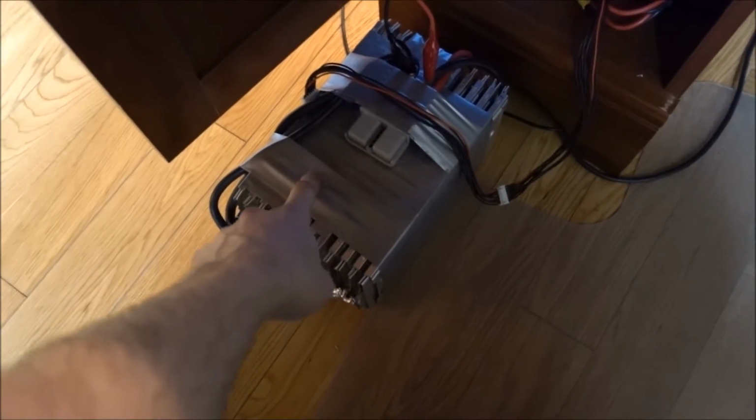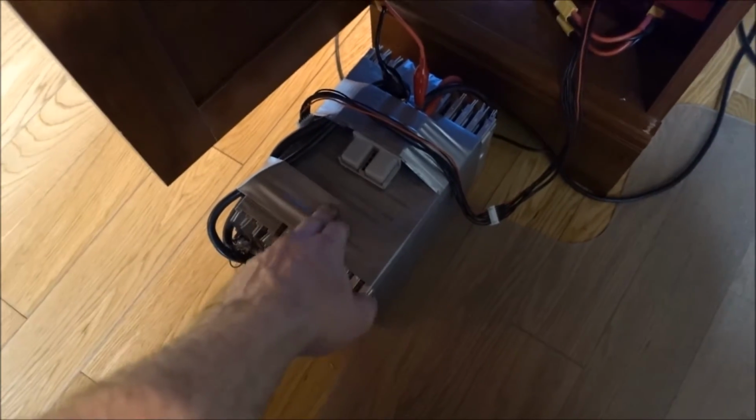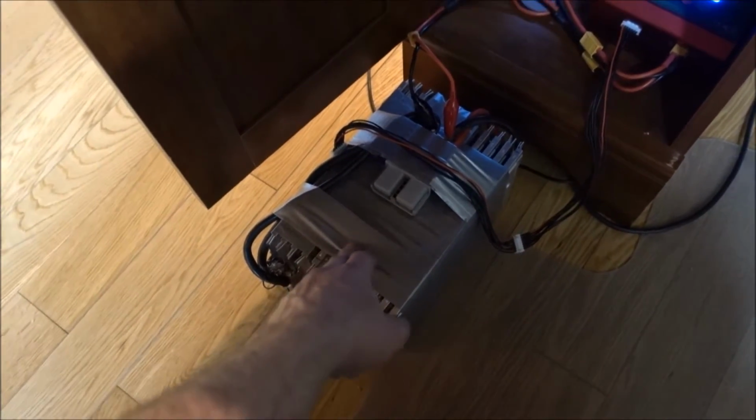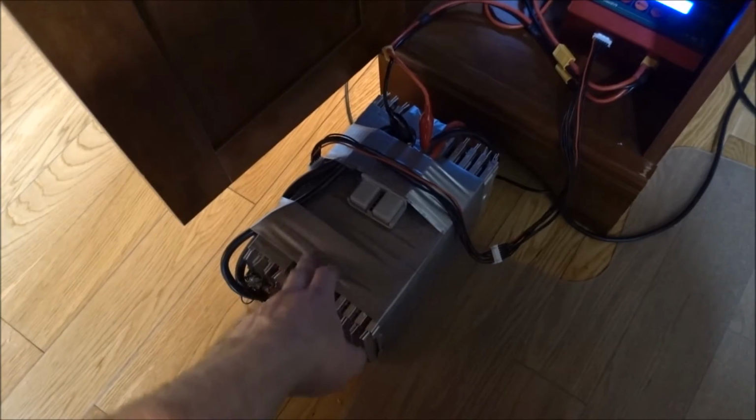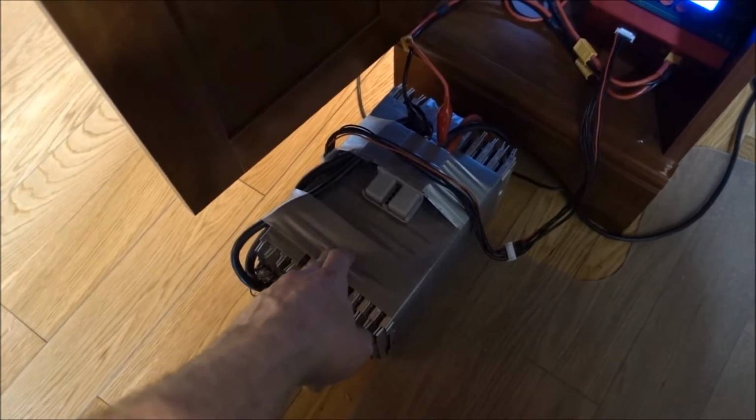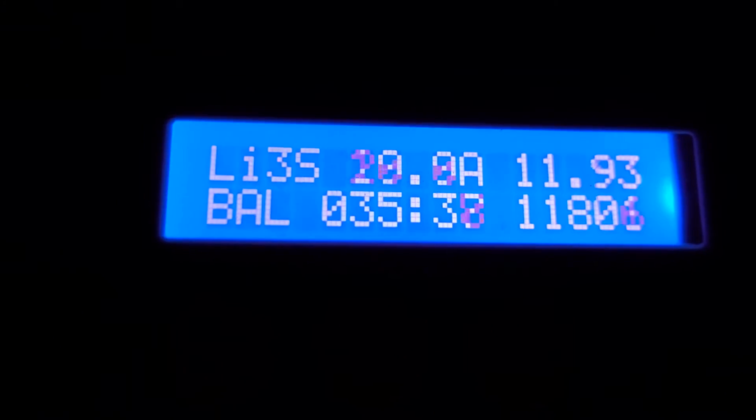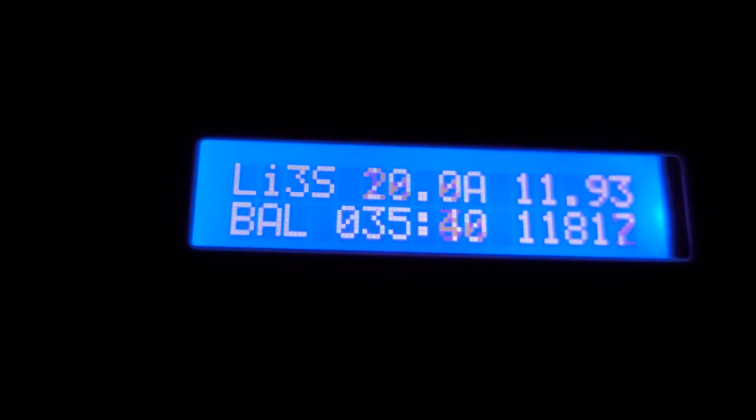Okay, so I depleted this battery. It actually didn't shut off. I disconnected it at about 10.7, 10.8 volts. And now we are charging. We've been charging for a bit now. We've been charging for 35 minutes and got 20 amps going into the batteries.